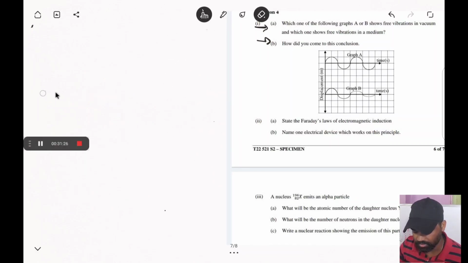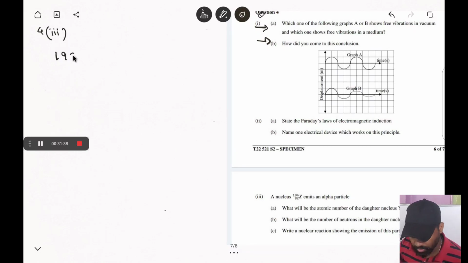I hope this is clear. Question 4, parts 1 and 2. Now 4 part 3, let us see what they have given. A nucleus 194, sorry, 194. Just a second. Look at the question.